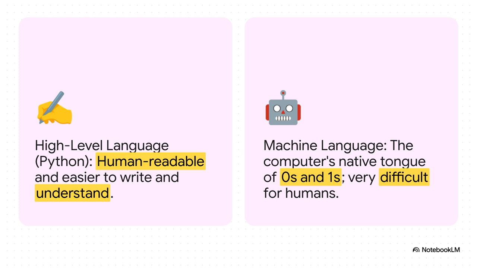Well, deep down inside, a computer only understands one thing: machine language. And it's basically just a crazy, endless stream of zeros and ones. It's nearly impossible for us humans to read or write. So, high-level languages like Python act as a translator. They let us write our instructions in a way that feels a lot more like English, and then they handle the job of translating it into those zeros and ones for the computer.